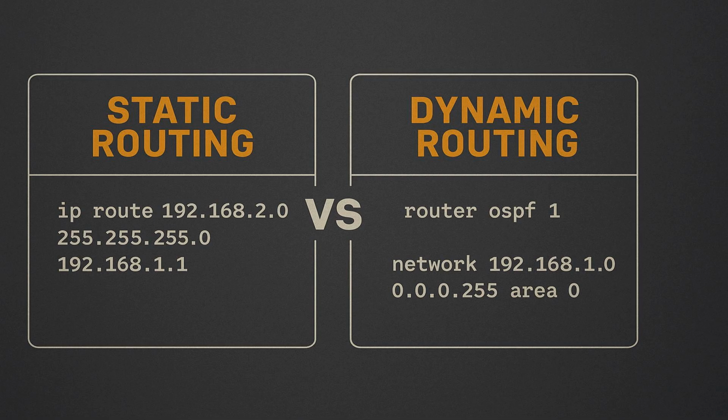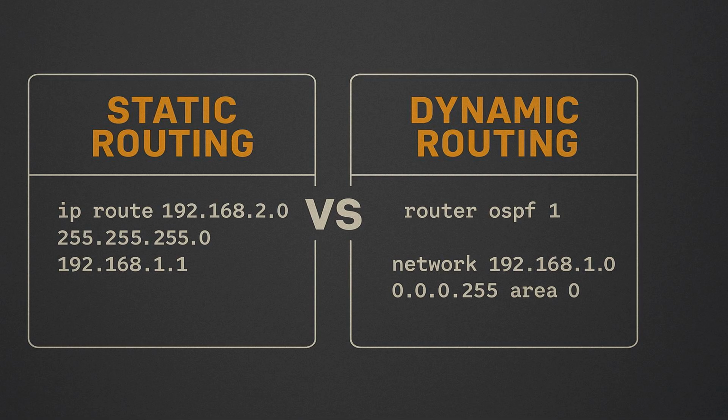For static routing, you'd manually enter commands like ip route 192.168.2.0 255.255.255.0 192.168.1.1. For dynamic routing, you'd enable a routing protocol and let the routers talk to each other, like using router ospf 1 and setting network areas. It's more setup up front, but less micromanagement later on.